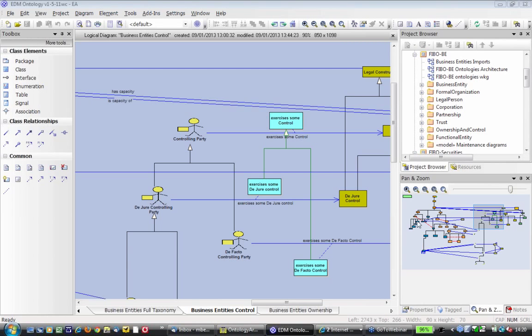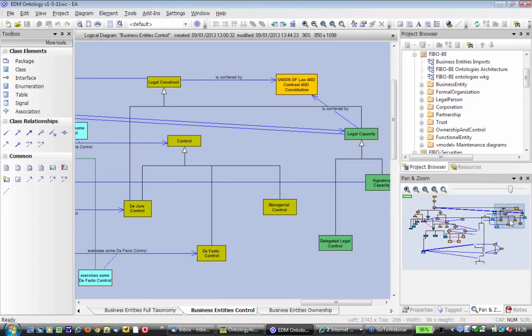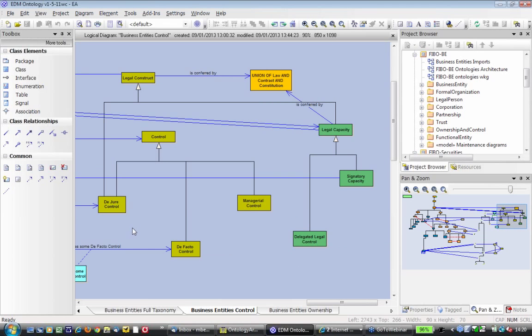So what I've done here, if you look at the miniature over on the bottom right here, you'll see that this is simply a copy of the simple taxonomy diagram we were just looking at, with the different taxonomy of kinds of entity and so on. And then off to the right of that, I've created a hierarchy of controlling parties and the different capacities that those things have. Let me just quickly look at the capacities first. I've brought together several things in different diagrams.